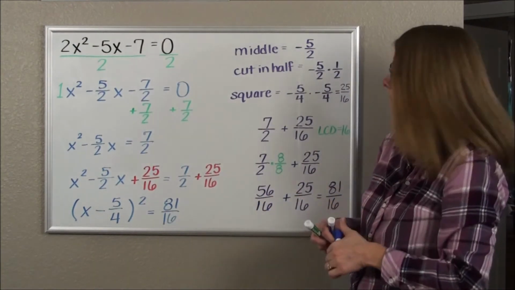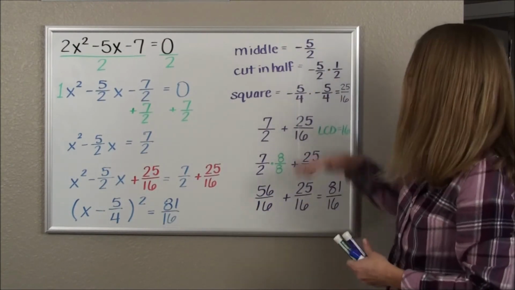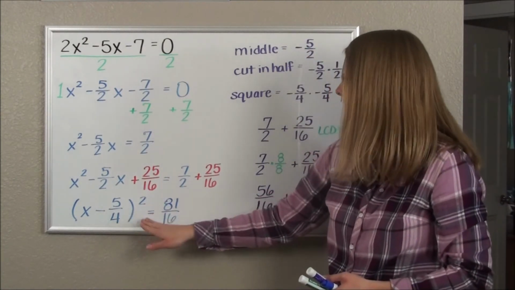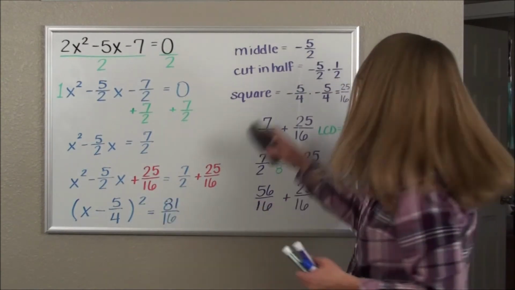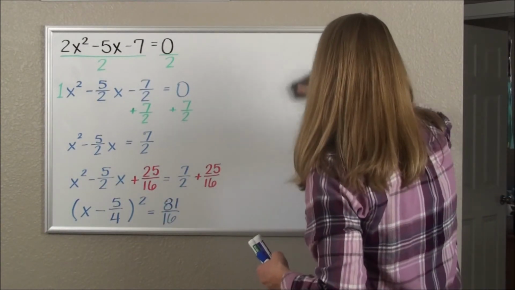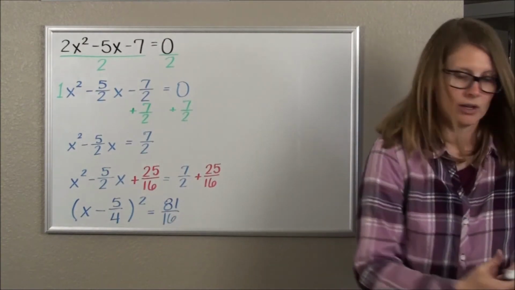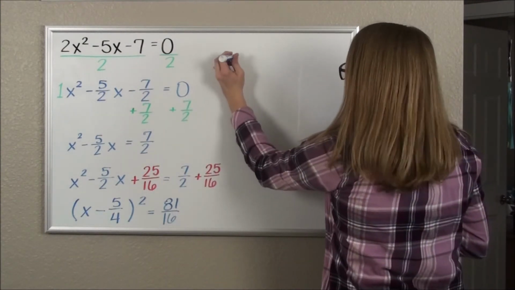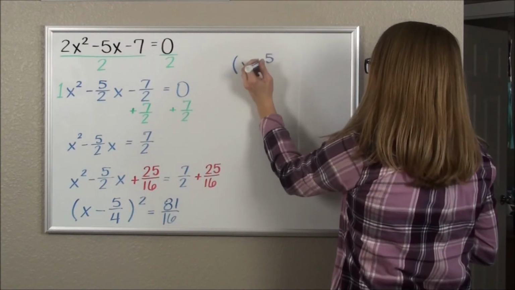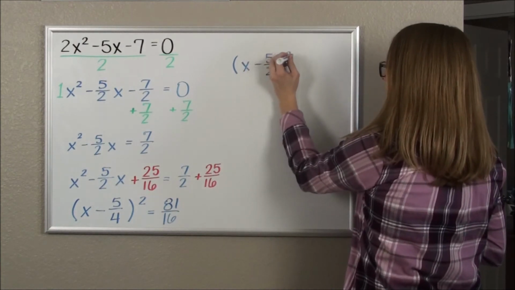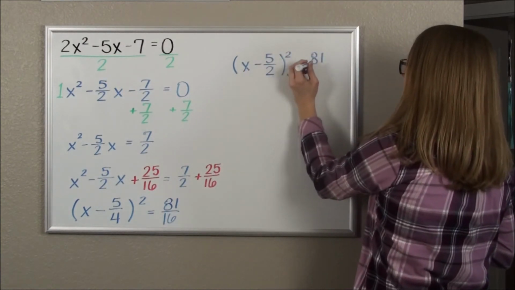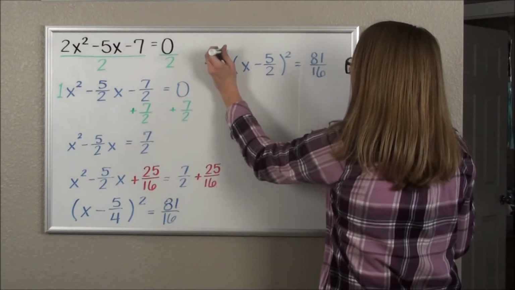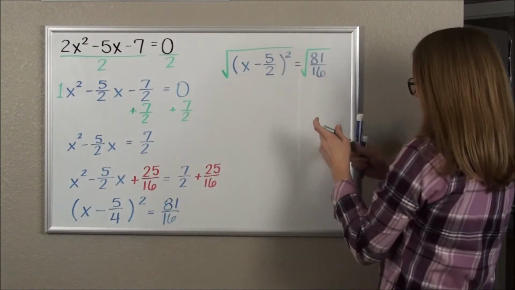Now I am way out of room. I'm going to have to erase all this work here. But what I can see is that through all of this fraction work, I've created a scenario where again I have something squared equals a number. We're on the right track. Once I have something squared equals a number, I can take the square root on both sides. So if I've got x minus 5/4 squared equaling 81 over 16, something squared equals a number, let's take the square root on both sides.